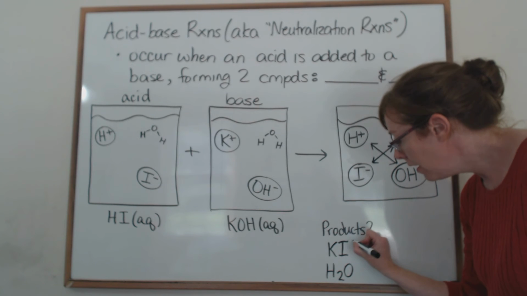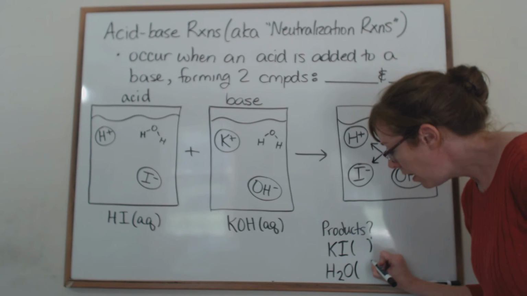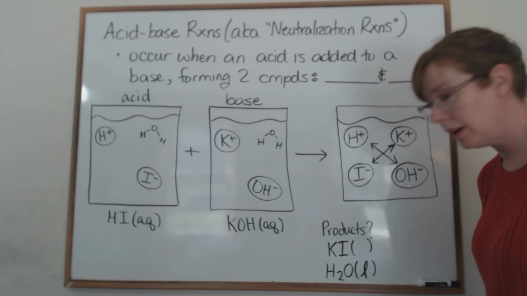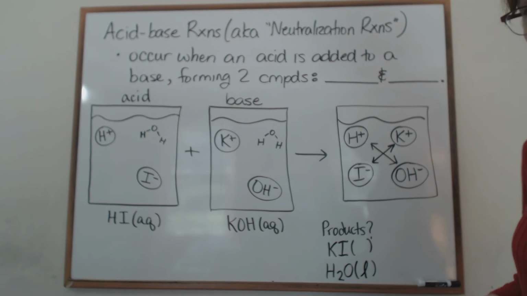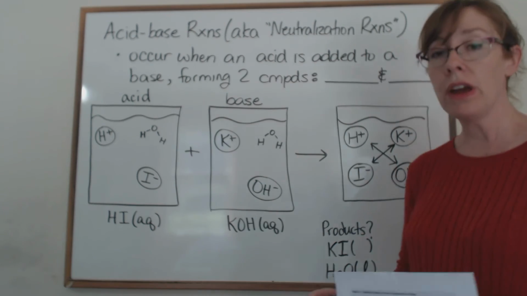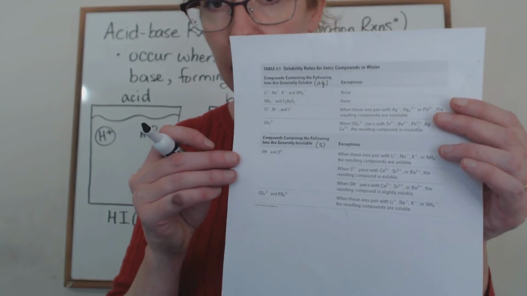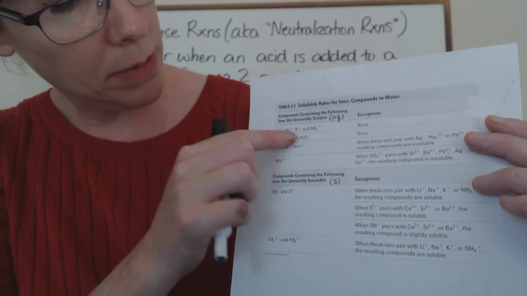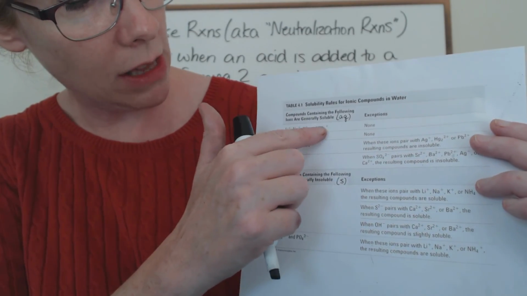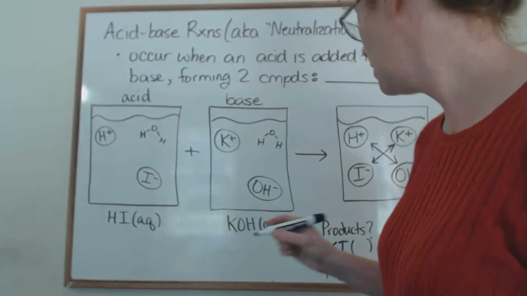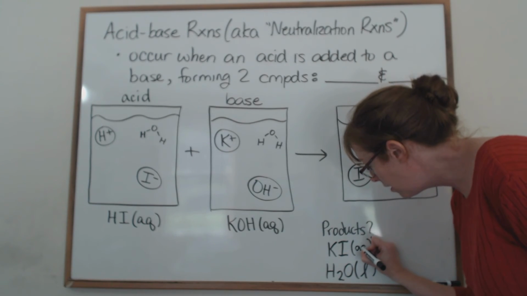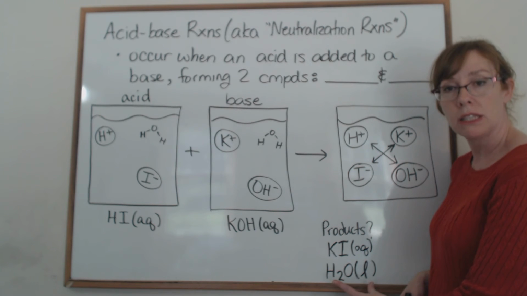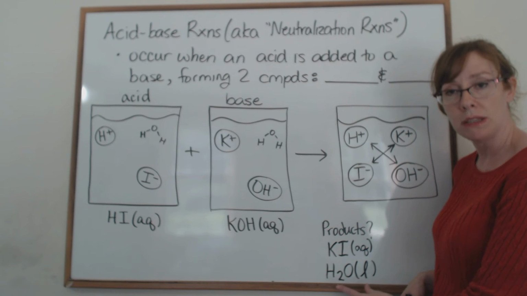Okay, and then lastly, phase labels. Water, in this context, is going to be the liquid phase label. You're always going to choose liquid for your water. For the other one, technically, you really should look at a solubility table. So let's find either potassium or iodine. I found potassium. It says it's generally soluble, and there's no exceptions. So this is aqueous.